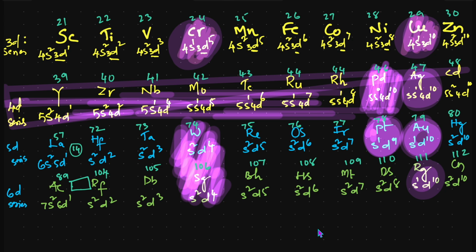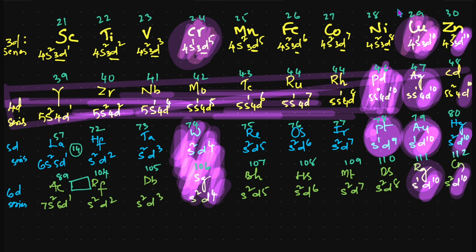Okay, so these are the D block elements. We just wrote the electronic configurations. Here we need to identify the elements with the D10 configuration. Zinc is D10, cadmium is D10, mercury is D10, Cn is also D10. Makes no difference here. But in this series, copper is D10, silver D10, gold D10, Rg is also D10.